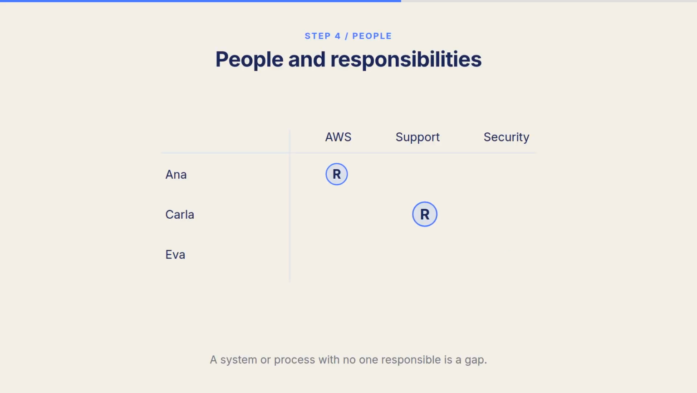Now, people, and who is responsible for what? On Acme's platform, Anna owns the AWS infrastructure. Carla runs customer support, and Eva, the founder, is accountable for security overall. Auditors always ask who is responsible for each system and process. A system or process with no one responsible is a gap.